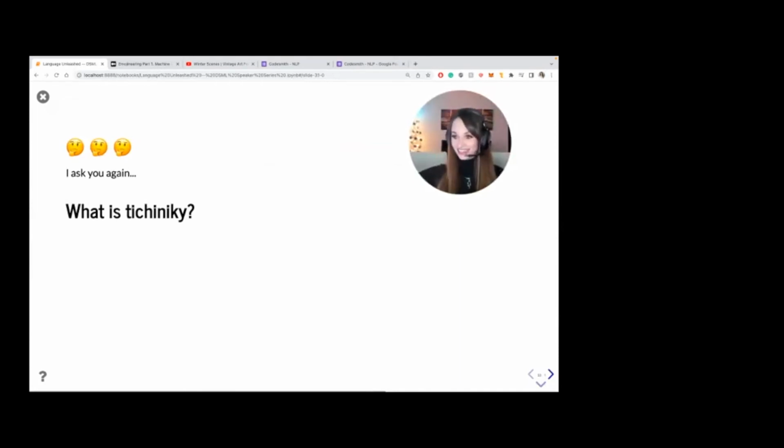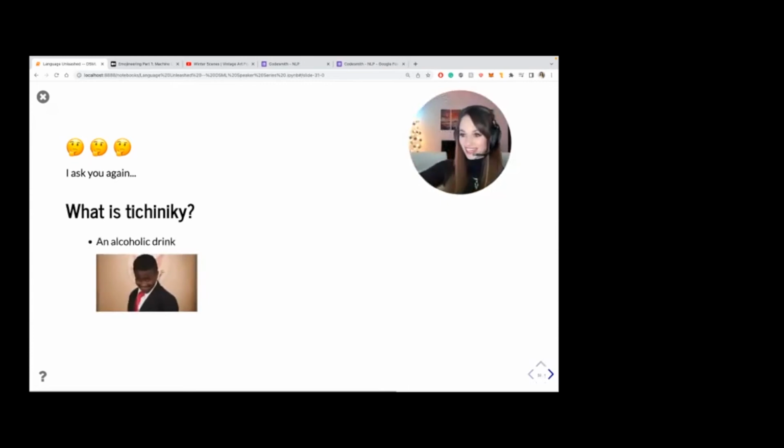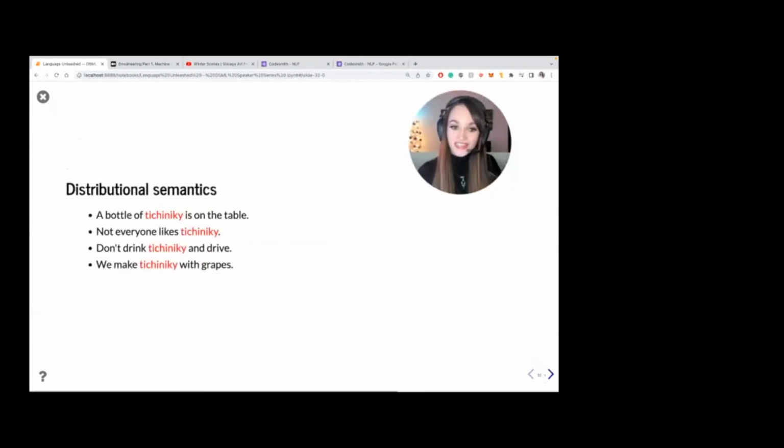Everybody's saying wine in the chat. Someone said fortified beverage, alcoholic drink. Ding, ding, ding, alcoholic drink. Points for Dylan. So it is an alcoholic drink. Did I tell you it's an alcoholic drink? I never did that. But just by using it in context, you guys knew what tichiniki was. And that's basically how we learn languages as we're growing up. So that's what is called distributional semantics.